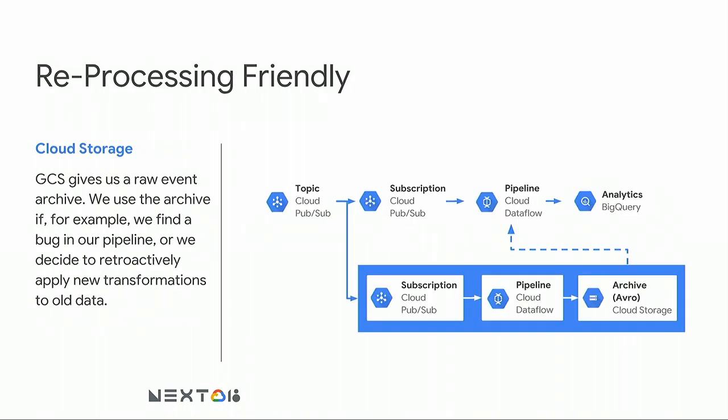I talked about how data engineers need to be able to reprocess data and maybe go back and recalculate things. The cloud storage archive is what enables this. So having stored our events in an archive on cloud storage as a bunch of Avro files, should a data engineer need to do so, we can write another pipeline that might go back and reprocess all of that data out of cloud storage before writing it again to our eventual sink. This is usually run as something like a batch job, in contrast to the streaming pipeline that you saw earlier.